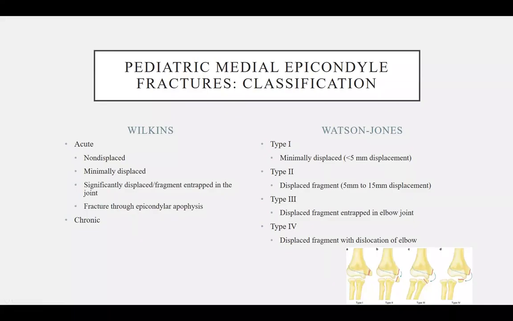The Watson-Jones classification consists of type 1 through 4 fractures. Type 1 fractures, which are considered less than 5 millimeters displacement with no rotation, are typically managed conservatively. Type 2 fractures are greater than 5 millimeters displacement with rotation. Consideration is given to patient factors along with amount of displacement for the course of management. Type 3 fractures have incarcerated fragments without dislocation, and lastly, type 4 fractures are incarcerated with dislocation. Both type 3 and 4 are treated surgically.